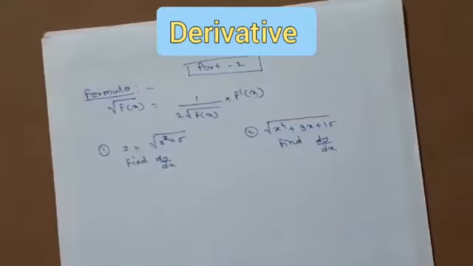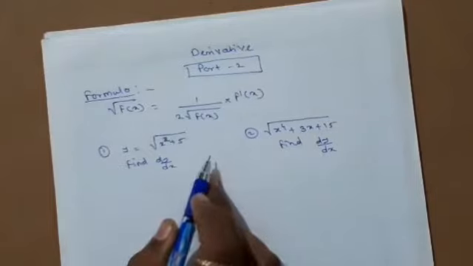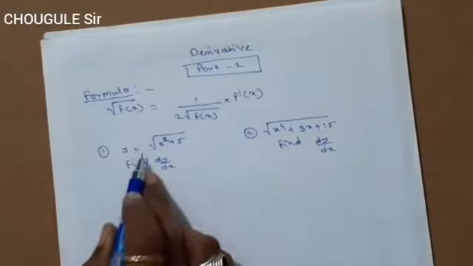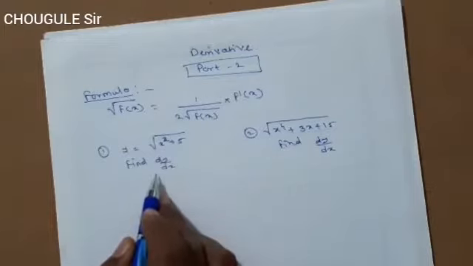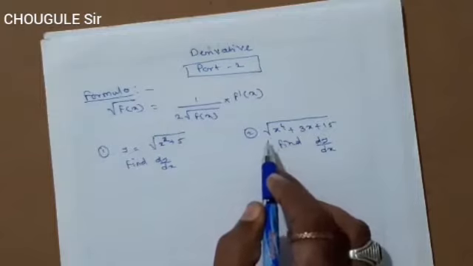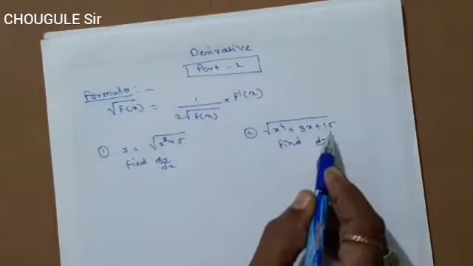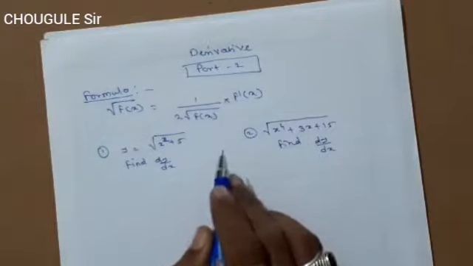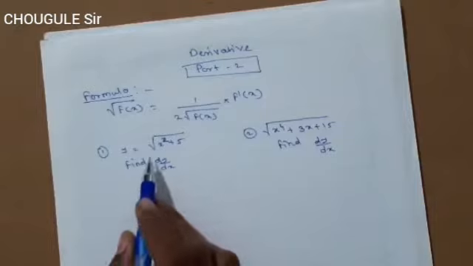On the formula we can find two examples. The first example will be y is equal to under root x to the power 2 plus 5, find dy by dx. And again the second example will be under root x to the power 4 plus 3x plus 15. On the two examples we can find the derivatives. For the derivatives we can find two formula based problems.